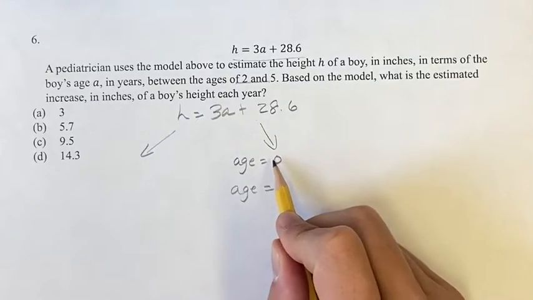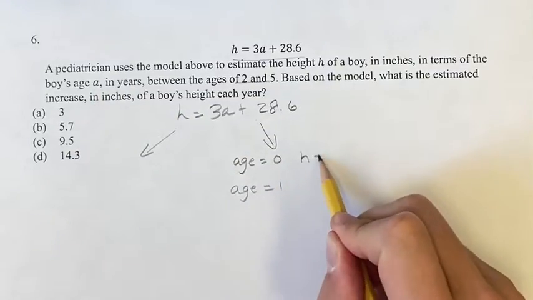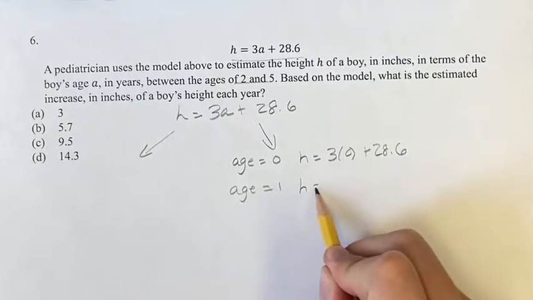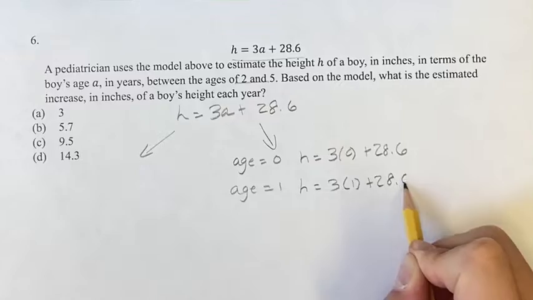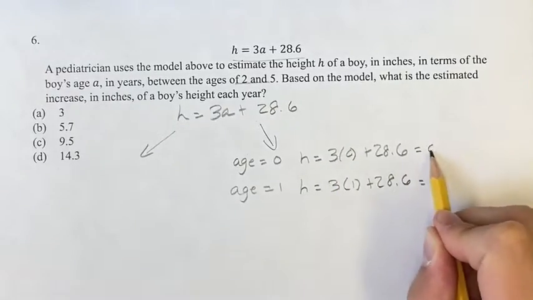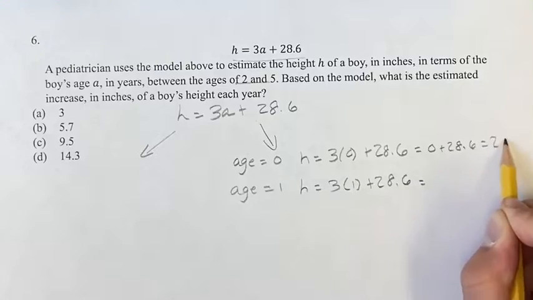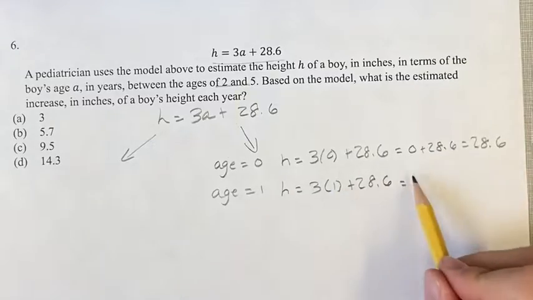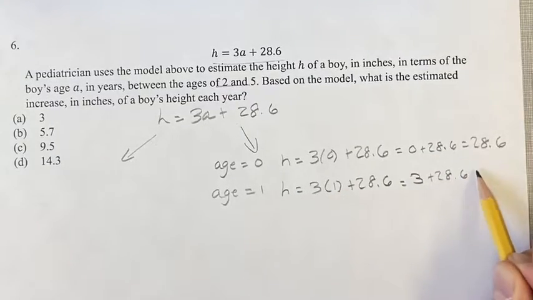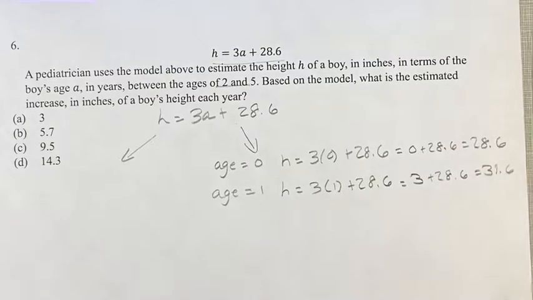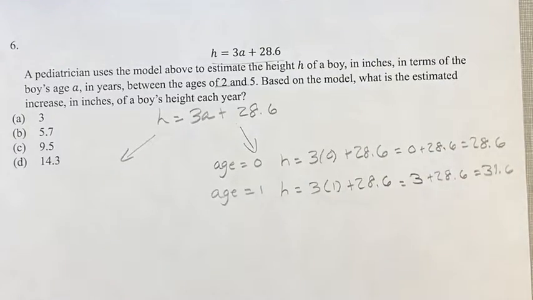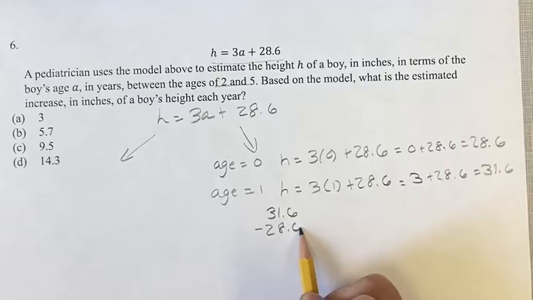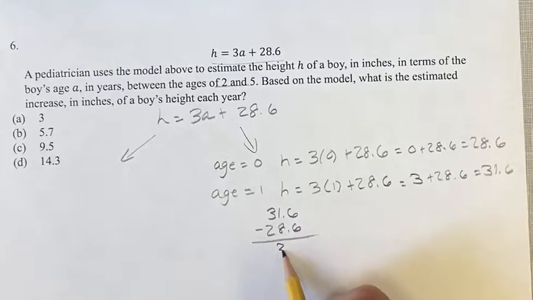So plugging in 0 for the age, that correlates with a. So h is equal to 3 times 0 plus 28.6. For 1, it would be 3 times 1 plus 28.6. 3 times 0 is 0 plus 28.6 equals 28.6. 3 times 1 is 3 plus 28.6, and that equals 31.6. What is the increase? Well, it's the difference between this value and this value, so 31.6 minus 28.6, which, if you calculate it out, is 3.